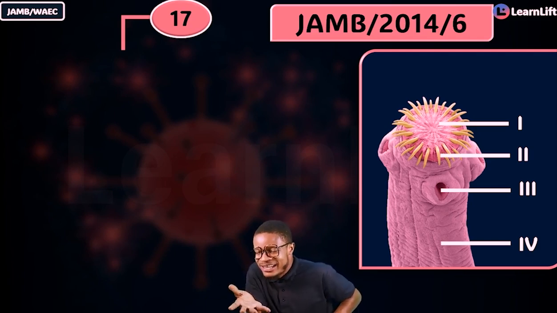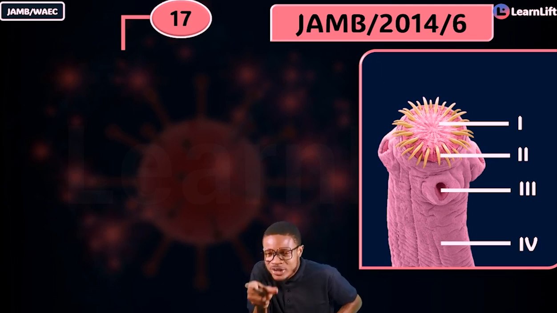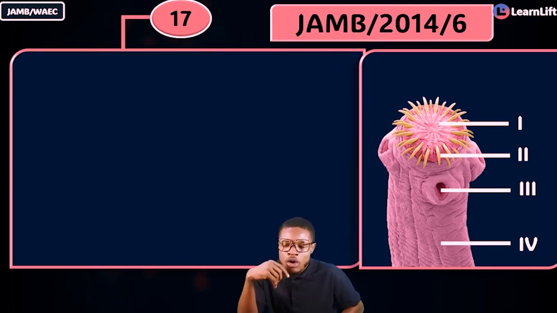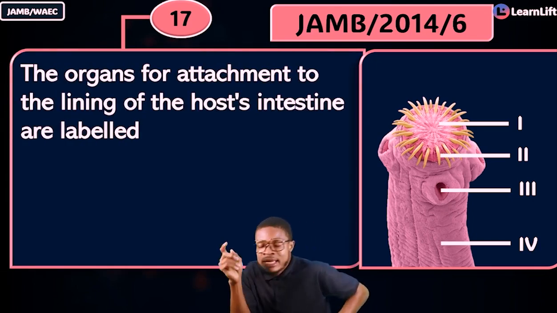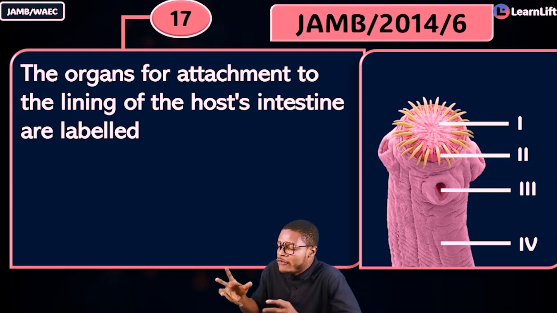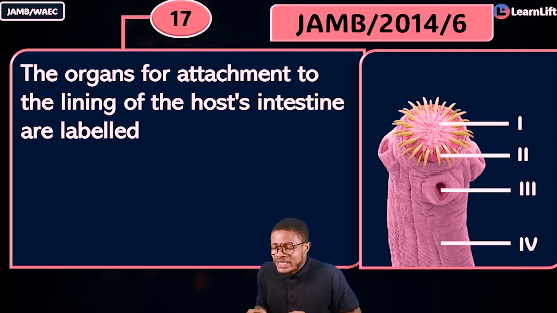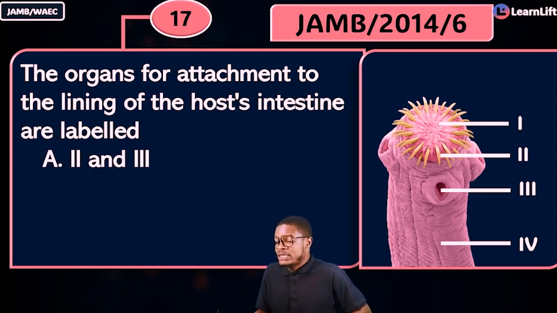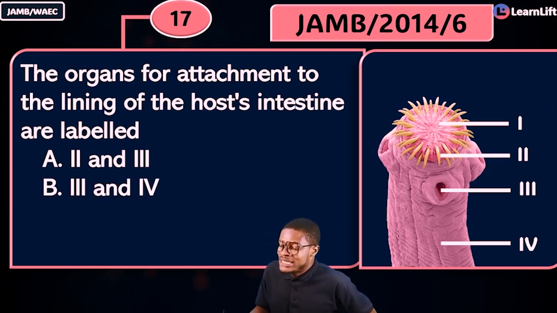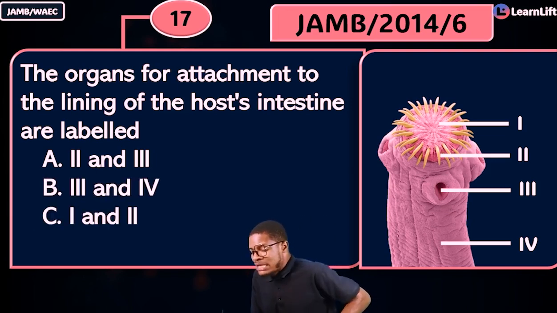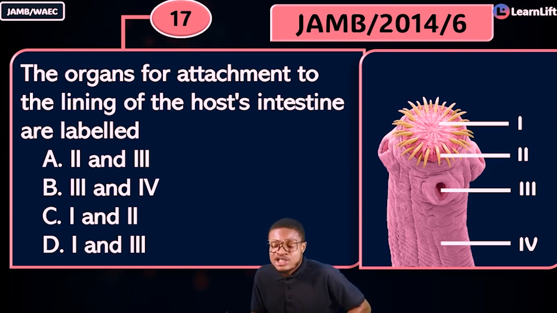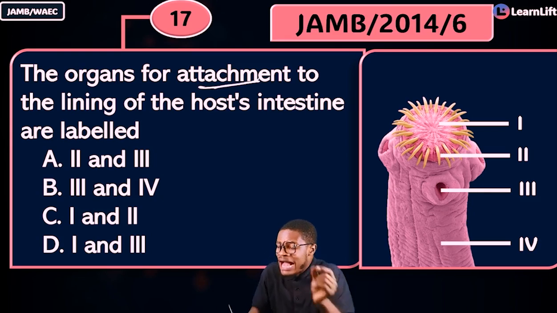What is the part labelled 4 called? Oh, you don't know it. The part labelled 4 is the proglottids. But which of the proglottids? Young proglottids. You are coming there shortly. Now, understand this. Look at the question we're given. The organs for attachment to the lining of the host's intestines are labelled what? Option A says 2 and 3. Option B says 3 and 4. Option C says 1 and 2. Option D says 1 and 3. What is the correct answer? What do they use for attachment or anchorage?